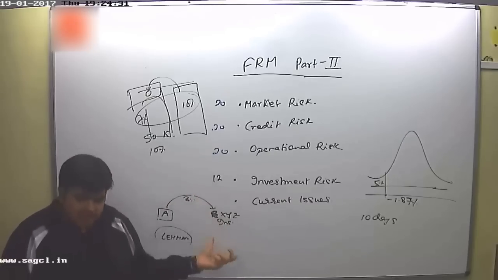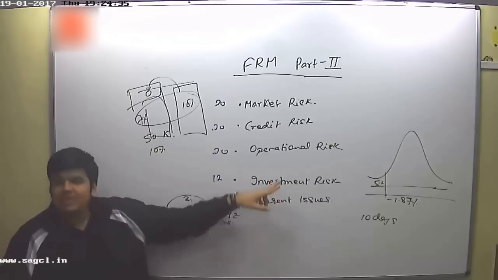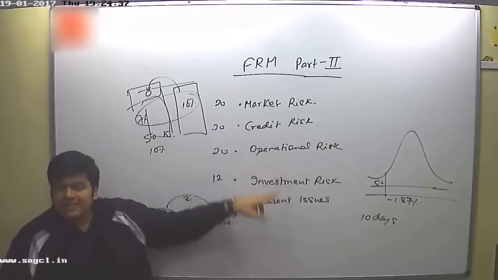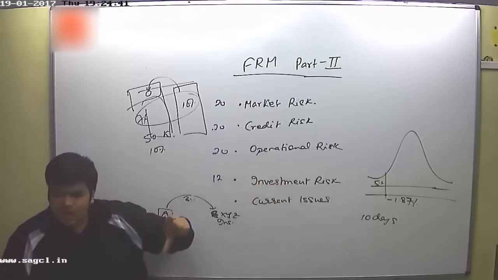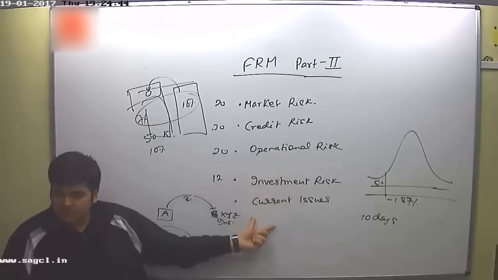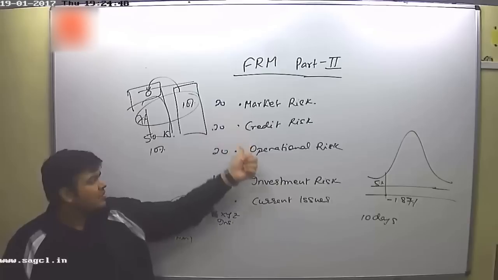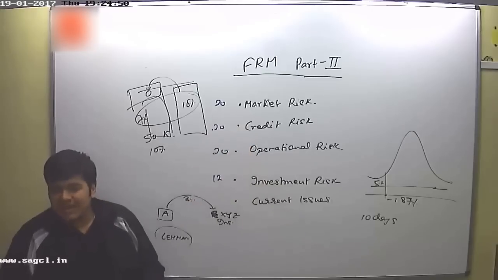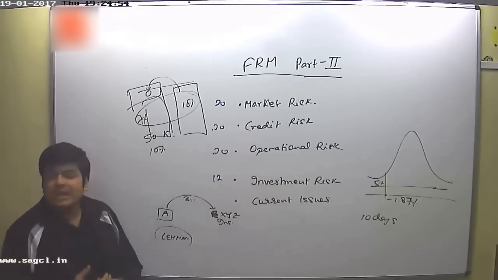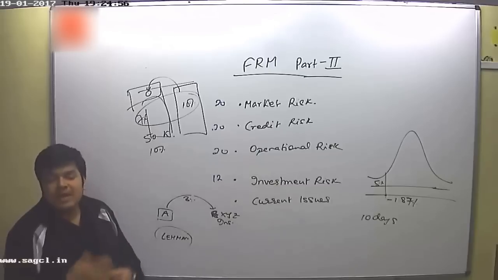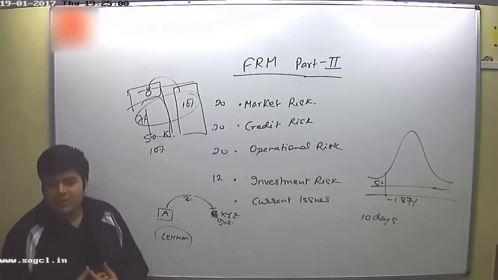You study the chapter, try to complete current issues and investment risk first, because once these 2 are covered, you can start practicing these 2, because they're a smaller part, easy to cover. So we'll try to cover these 2 first, then we'll start with market risk, then credit risk, and then operational risk. That is the kind of order we'll move into. The reason why I want to do operational risk a little later is that it is more theoretical in nature, so retention would be better if you do it towards the end.